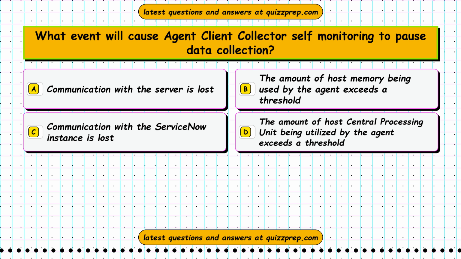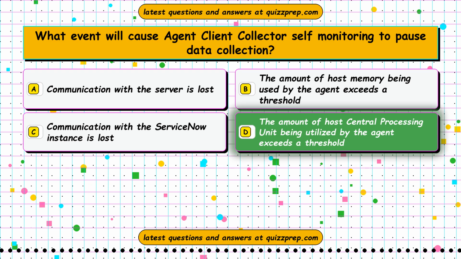Option A. Communication with the server is lost. Option B. The amount of host memory being used by the agent exceeds a threshold. Option C. Communication with the ServiceNow instance is lost. Option D. The amount of host central processing unit being utilized by the agent exceeds a threshold.